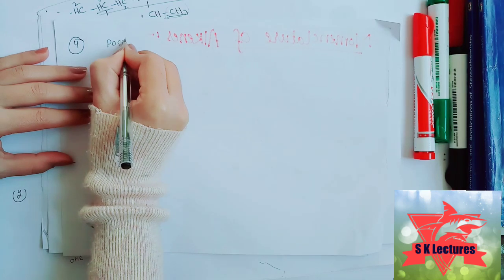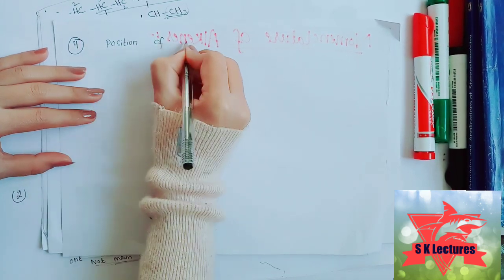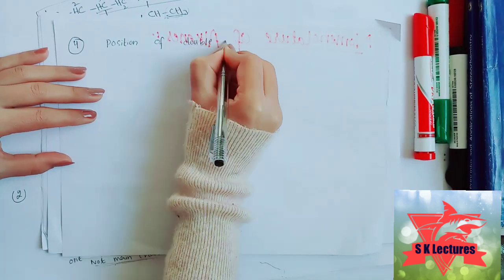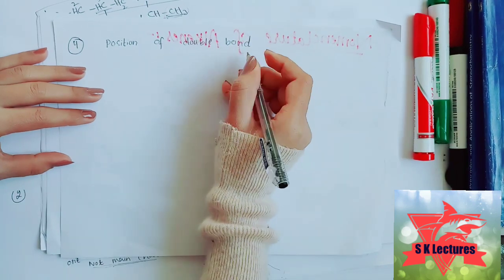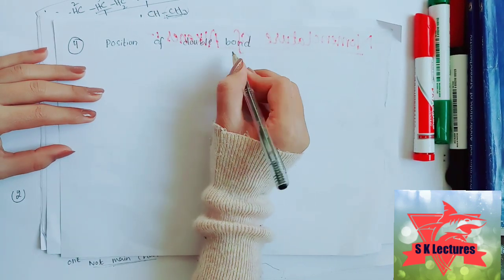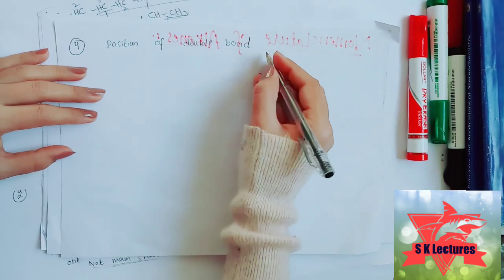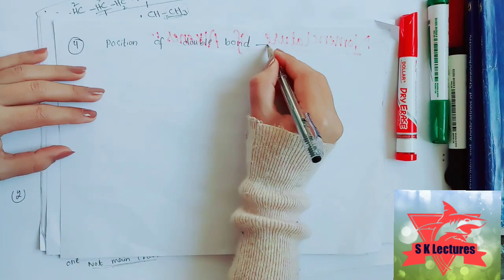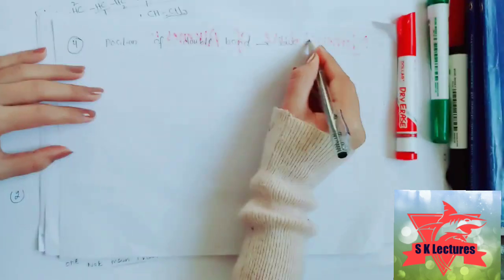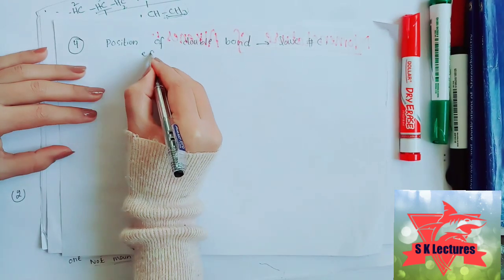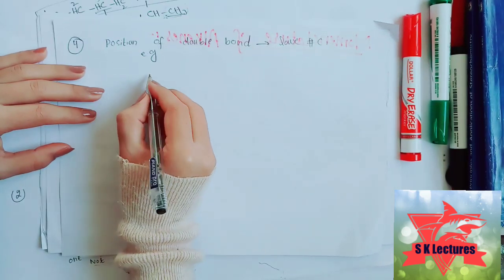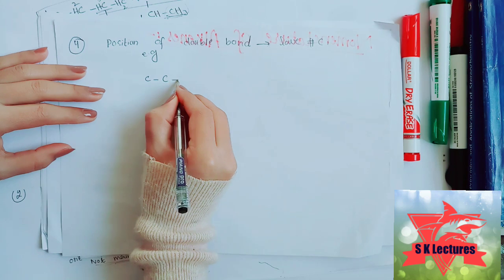Now the fourth rule is how to give the number to the double bond. The position of the double bond is indicated by the lower number of the carbon atom. For example, when I write the example, then you will know. The lower number of the carbon atom will indicate the position of the double bond.